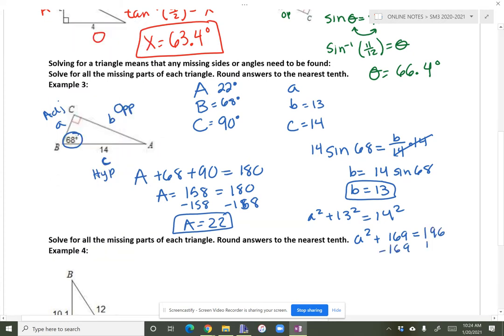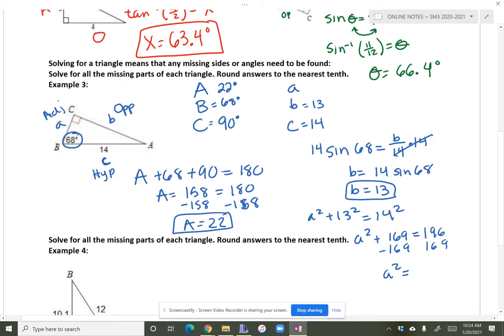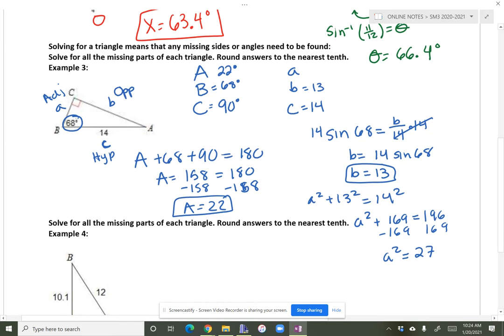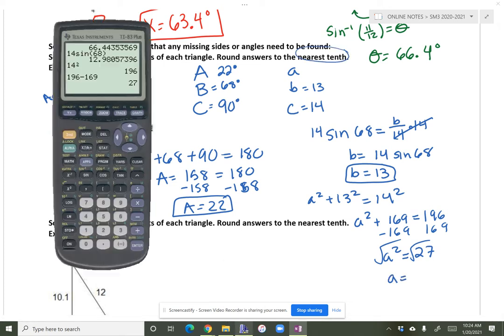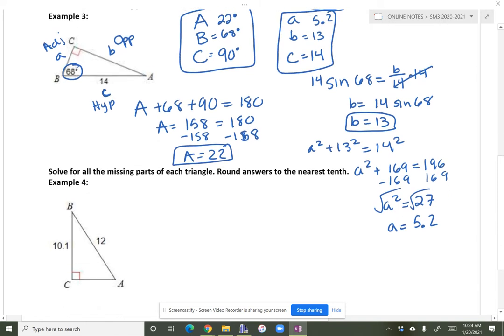Then I take away the 169. And I get a squared equals 196 minus 169 gives me 27. And then I'm going to square root it. And because it says I can round to the nearest tenth, I'm just going to plug it into my calculator. I'm going to take the square root of 27. And I get 5.2 because it was 5.19. So those are the 3 sides. Those are the 3 angles. I've solved the triangle. Okay.